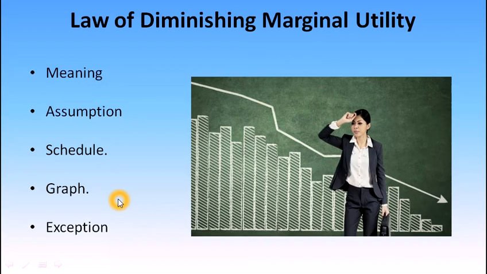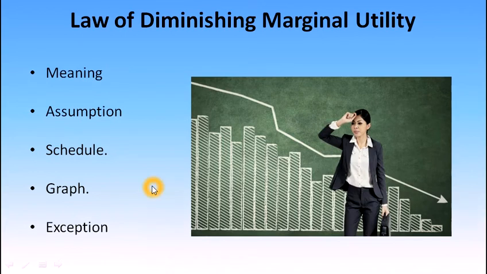Hello everybody. In the previous video we discussed the relationship between total utility and marginal utility. Now in this video we will discuss the law of diminishing marginal utility. In short, it is also called the law of DMU. So in this we are going to discuss the meaning, assumptions, schedule, graph and exceptions of the law.